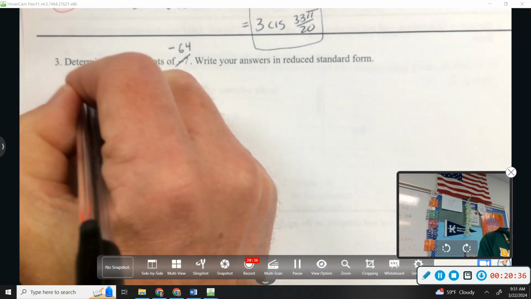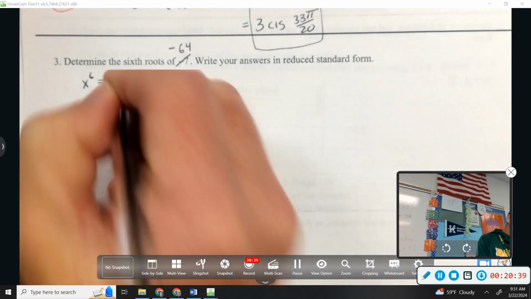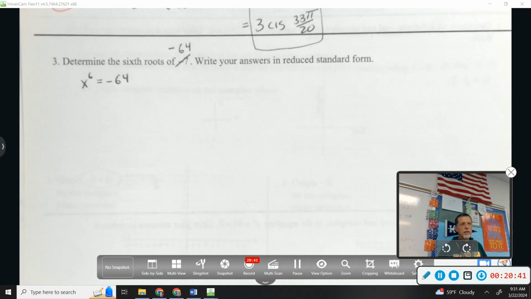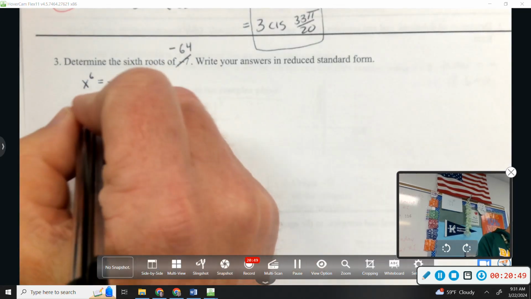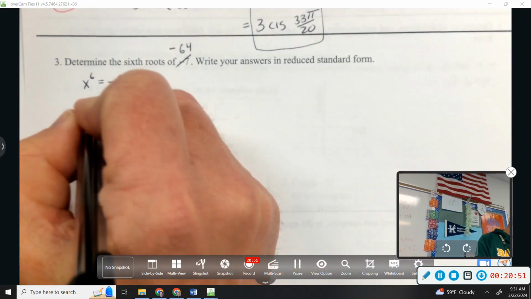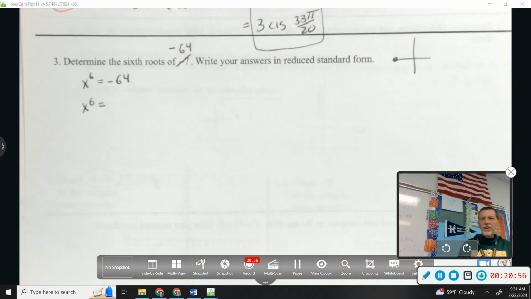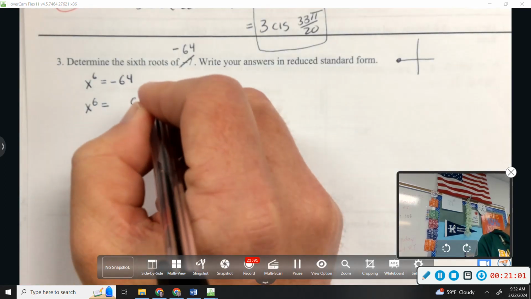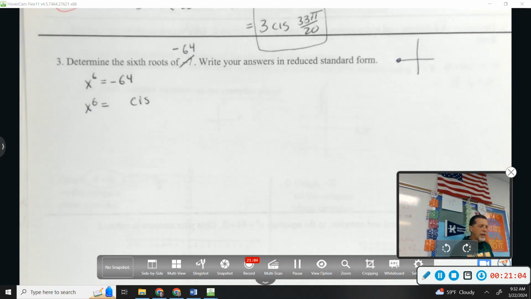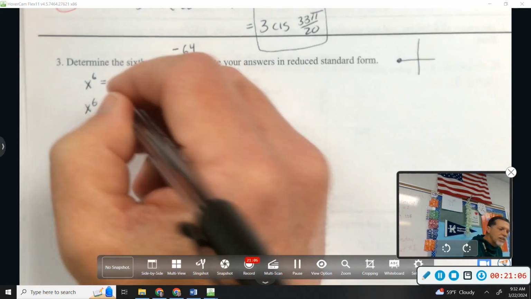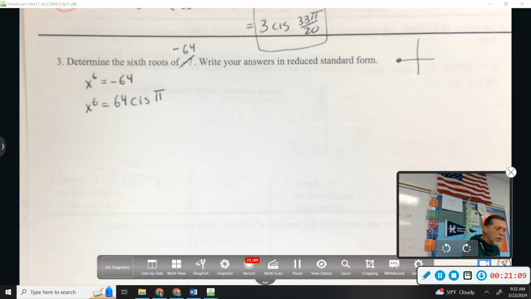So this is like x to the 6th equals negative 64. I guess I could take the 6th root of both sides, but that's not really going to help. I want to write that in trig format first. Negative 64 would be over here. So how can I write that with a cis? What angle would that be? Pi. So I could rewrite that as 64 cis pi. That's the same thing as negative 64.